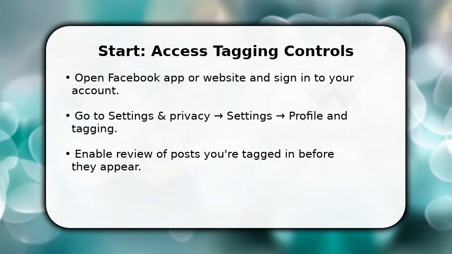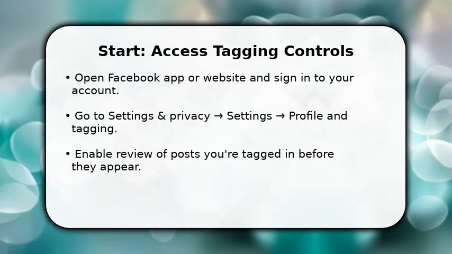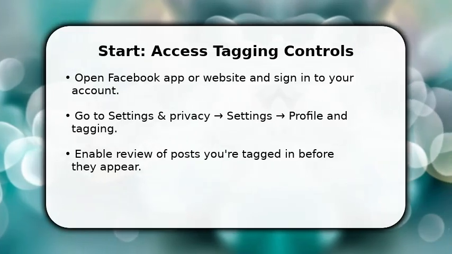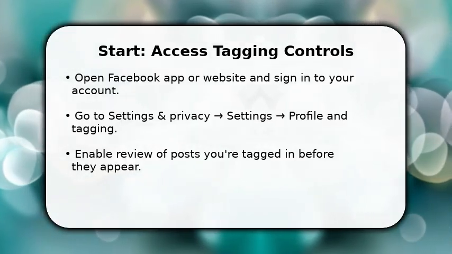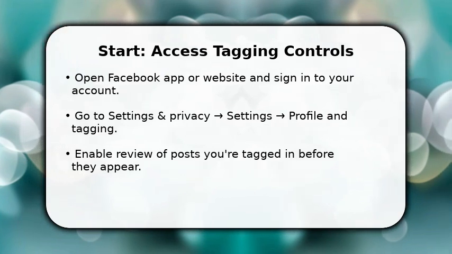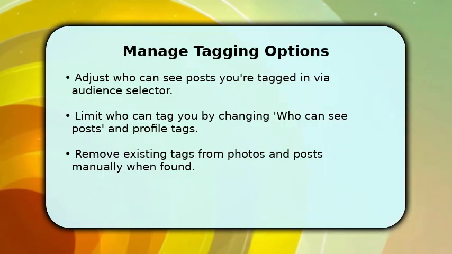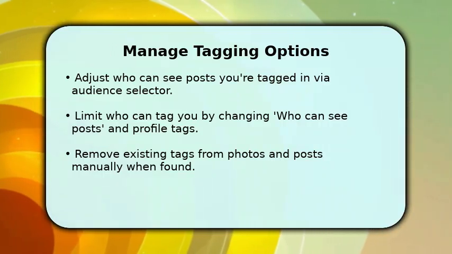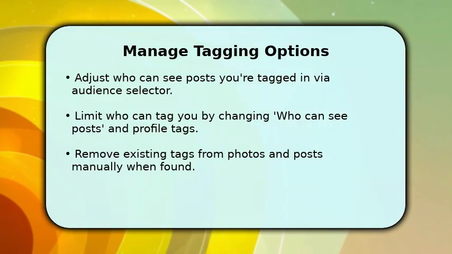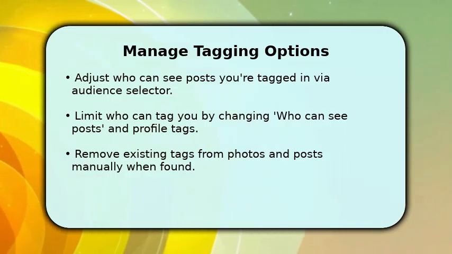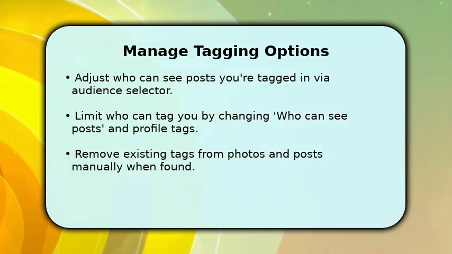Make sure you set both review posts you're tagged in and review tags people add to your posts so you catch tags before they show up to others. Once review is enabled, dive deeper into who can tag you and who sees tagged content. Change the audience for posts you're tagged in. Select Friends or Only Me to narrow visibility. Also tweak tag suggestions and who can post on your profile to reduce unwanted tags.